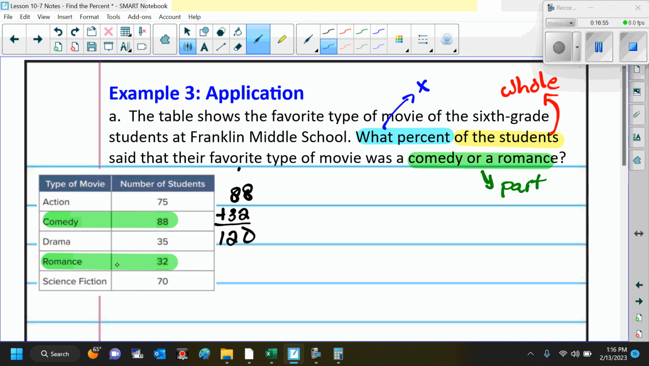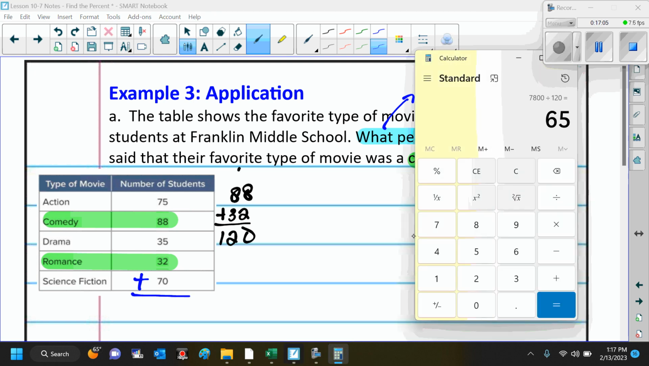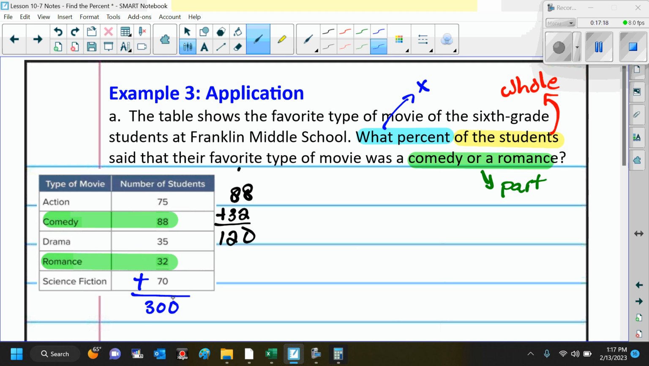Now, we want the whole 6th grade. So we want to add all of those to get the total. So we've got 75 plus 88 plus 35 plus 32 plus 70. So that's going to give us 300 total students in the 6th grade. So now, the part is 120. All of the students, that's 300, and we're looking for the percent.